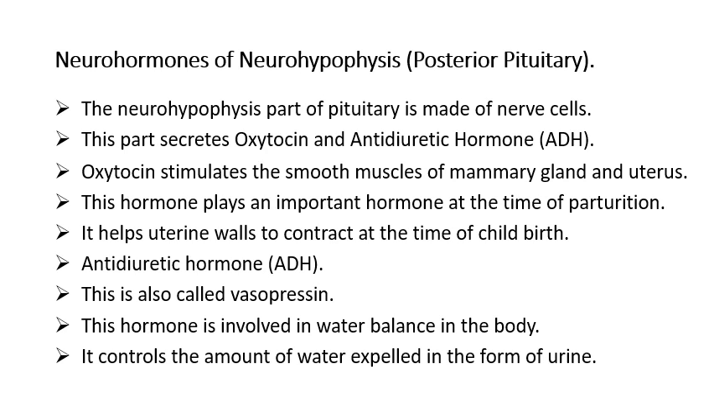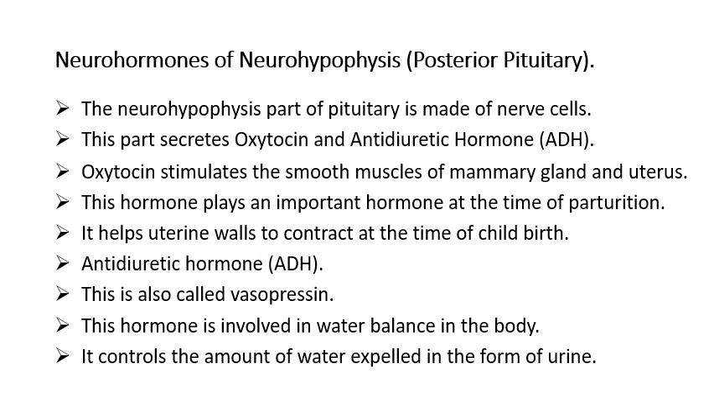Then there is another category called neurohormones of the neurohypophysis. The pituitary gland is made up of two parts. One is the adenohypophysis, which is called the anterior pituitary, and the other is the neurohypophysis, that is the posterior pituitary. Now the posterior pituitary is made up of nervous tissue, and the neurohypophysis, which is made up of nerve cells, secretes two hormones, oxytocin and antidiuretic hormone, ADH.